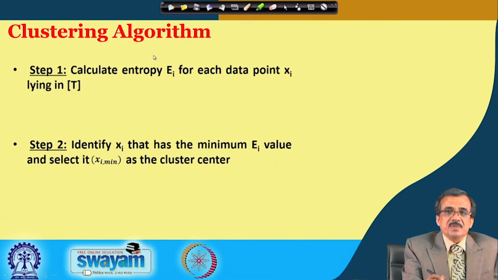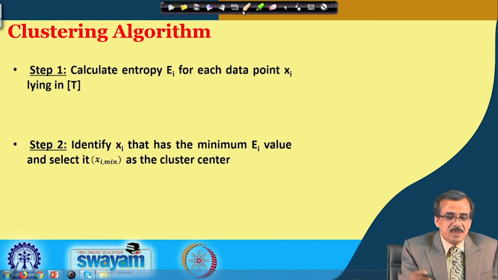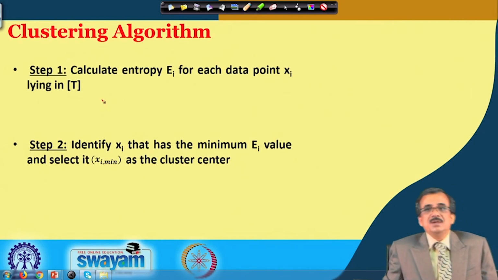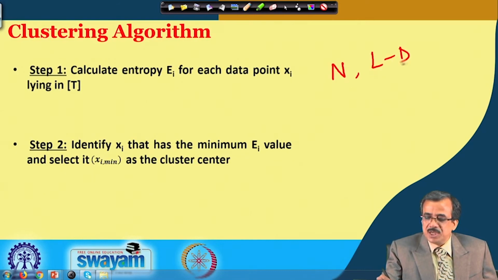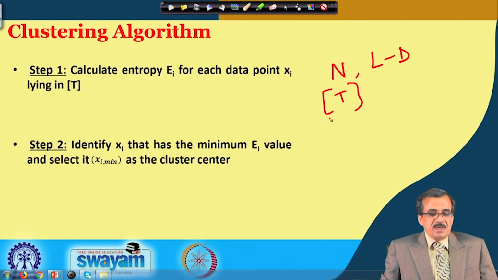So, we are going to discuss the steps to be followed in this clustering algorithm. Now, step 1: we calculate entropy E i for each of the data points x i lying in the hyperspace. As I told, we have got capital N number of data points in L dimension, so all such data points I am going to represent as the hyperspace data points. Now, we try to calculate the total entropy for each of the data points, the method which we have already discussed. And once you have got the whole information of the entropy for all the data points, we are in a position to identify a particular data point which has the minimum value of entropy.